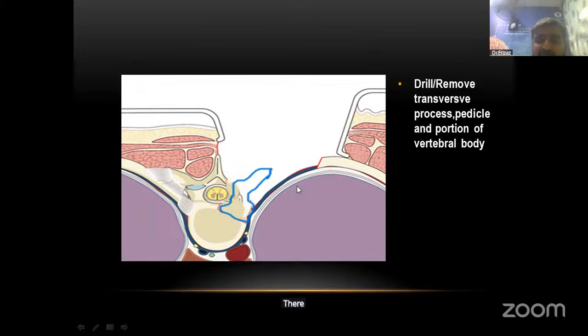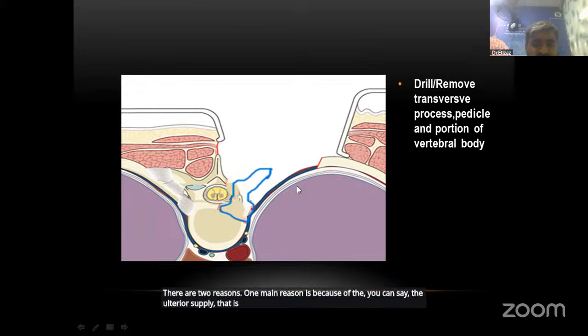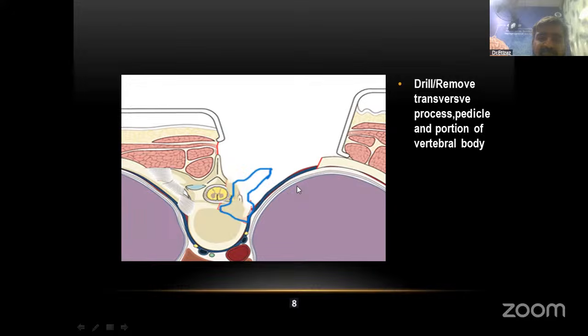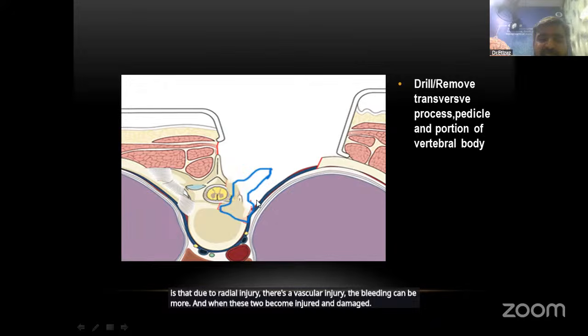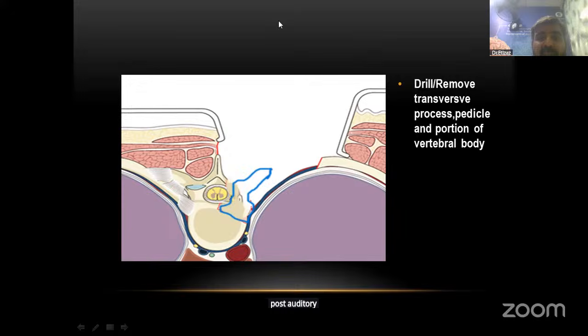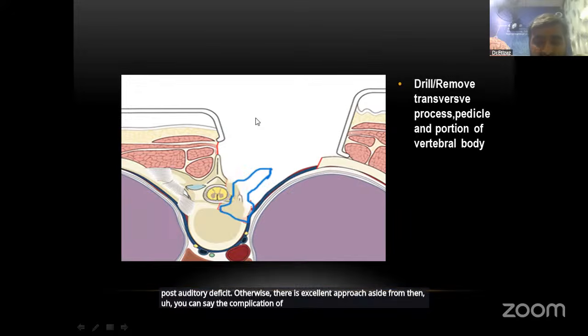There are two reasons. One main reason is the arterial supply: the artery of Adamkiewicz arises from the left side in 80% to 90% of cases. And second, due to radicular injury, there is a vascular injury and the bleeding can be more. When these two are injured and damaged, there is a chance of ischemia to the spinal cord, and the patient can have a post-operative deficit. Otherwise, it is an excellent approach aside from the complications of pneumothorax and vascular injury.